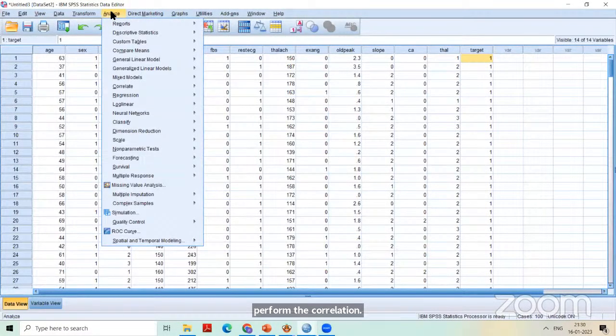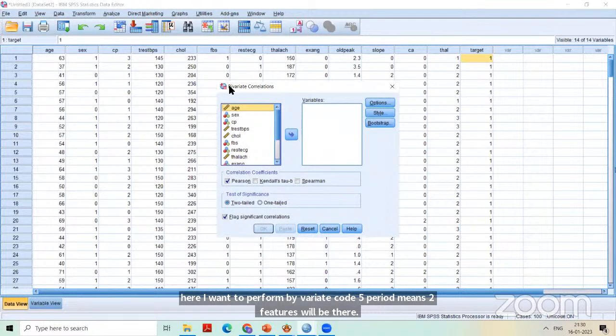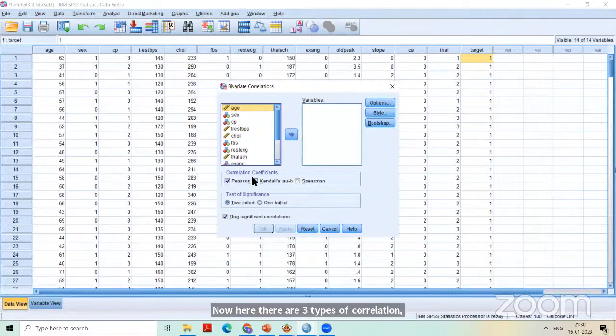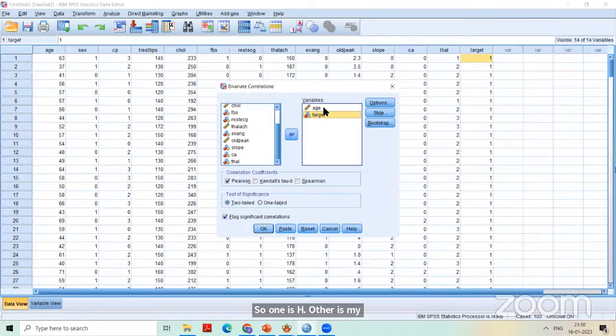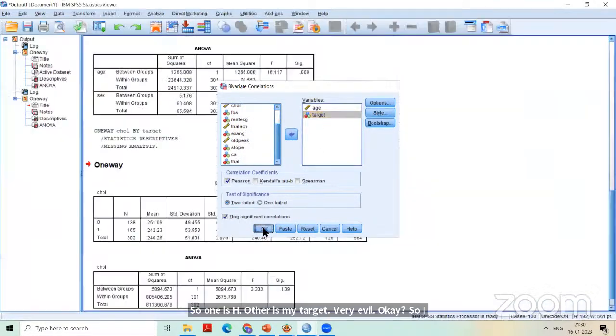Go in Analyze, then you go in Correlate. Here I want to perform bivariate correlate. Bivariate means two features will be there. Now here there are three types of correlation: Spearman, Pearson, and Kendall's. I am using Pearson correlation. For Pearson correlation, which two variables do you want to correlate? I want to correlate age with the target variable. So one is age, the other is my target variable, and I check.